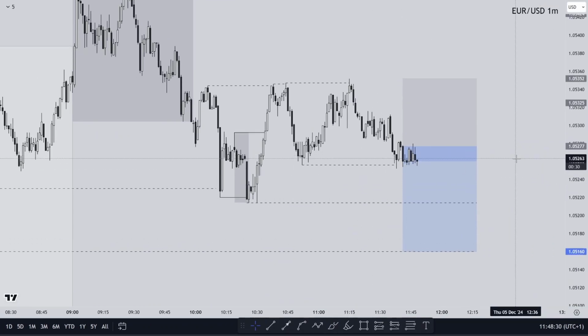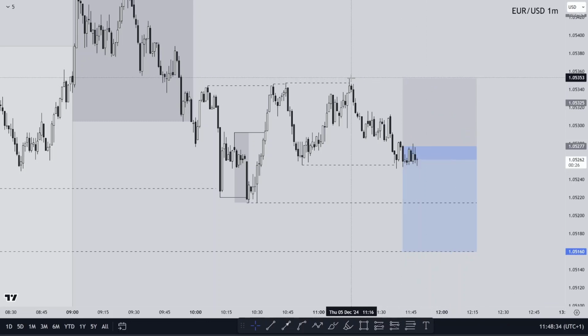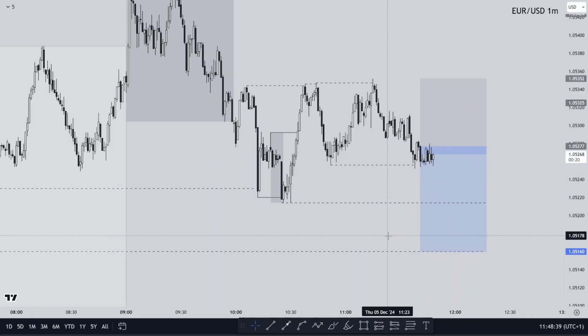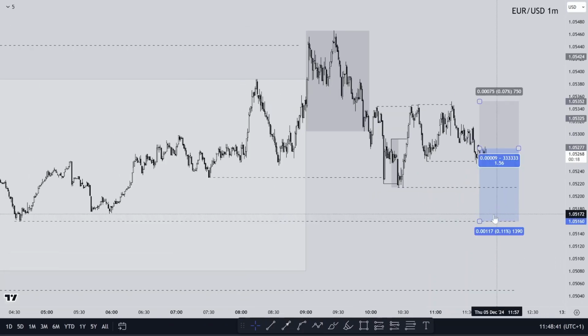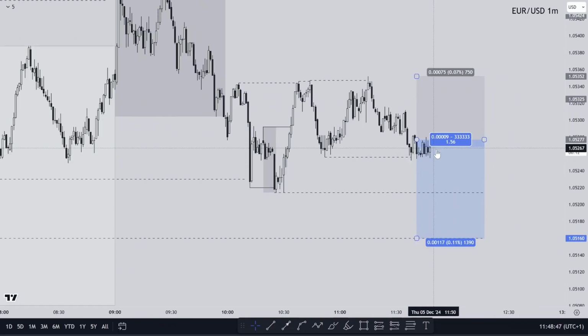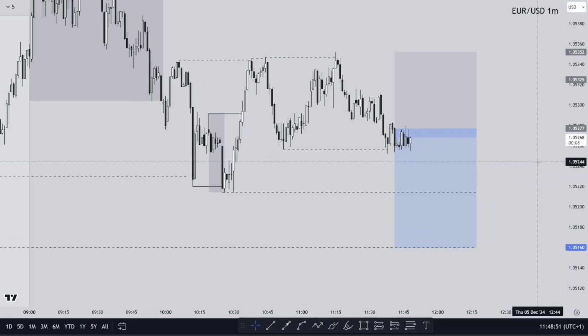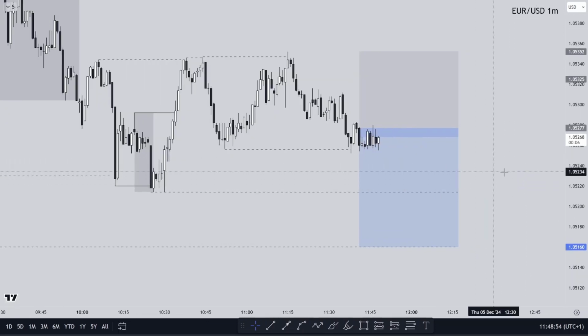So I put the stop loss at the top of this movement, above this high, and at the moment the take profit is at this level, but as soon as price reaches this level, I'll take a decision. I can close the trade.